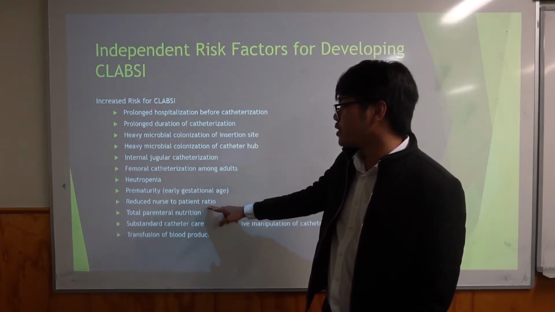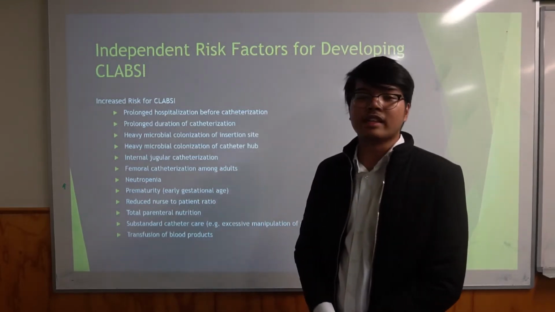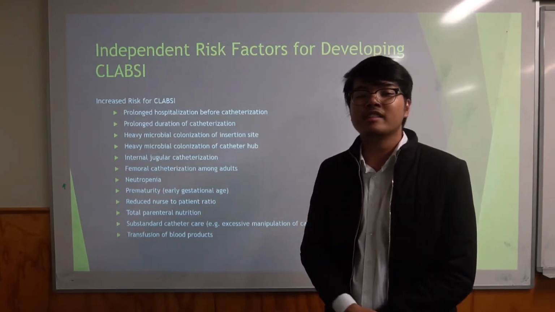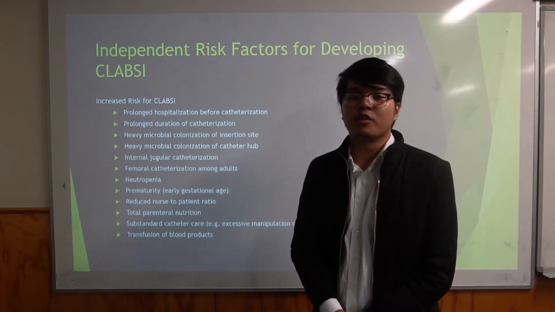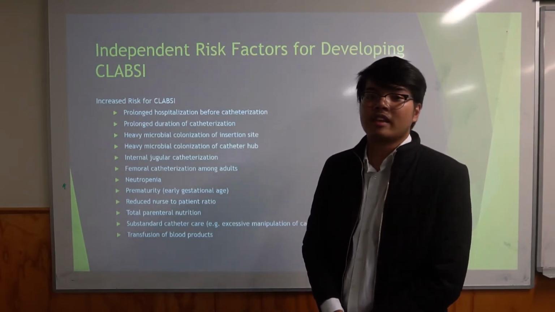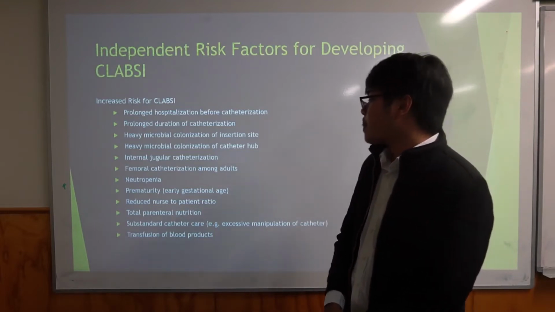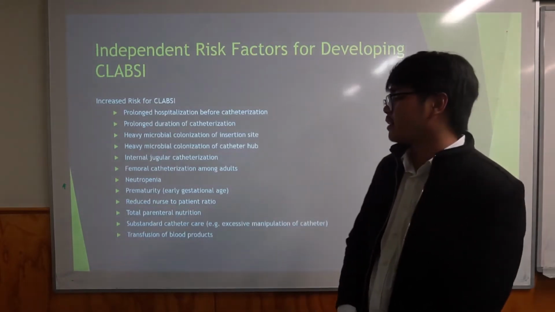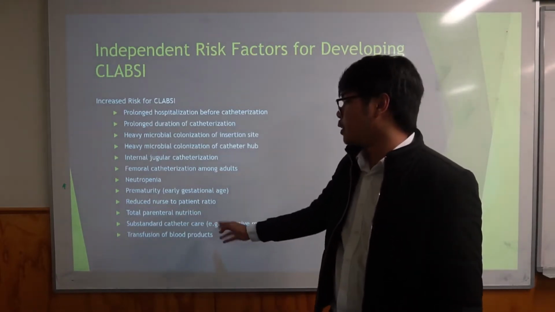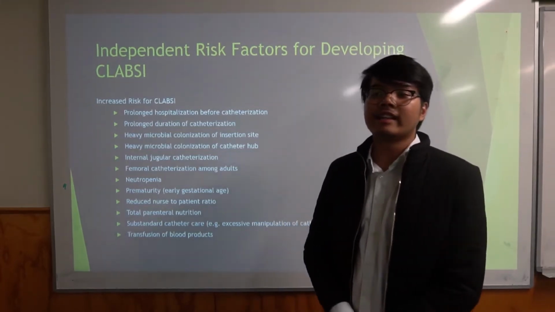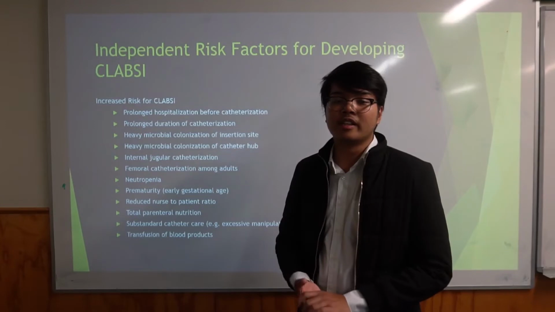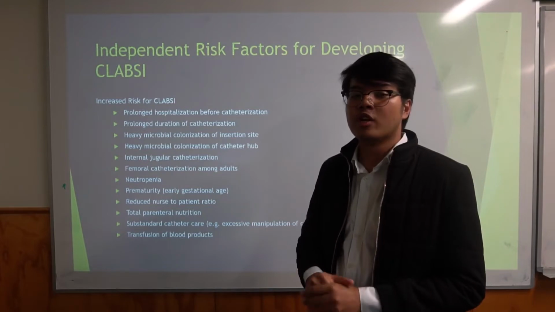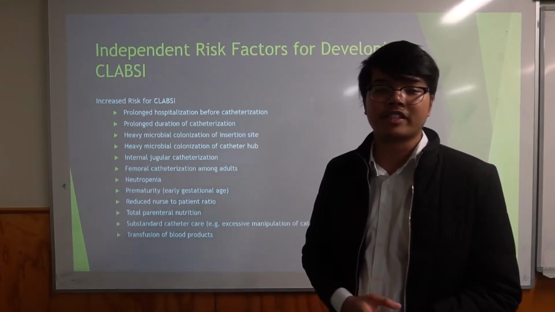Prematurity, reduced nurse-to-patient ratio. In the ICU setting, there are 2 patients for 1 nurse, and in general wards, 5 patients to 1 nurse. When this ratio is not followed, it would be harder for nurses to give optimal care to patients, thus increasing the chances for CLABSI. Total parenteral nutrition, substandard catheter care or excessive manipulation of the catheter, and lastly, transfusion of blood products. Blood products contain additives which provide nutrition to blood components. While these additives help blood components, they will also provide nutrition to the bacteria, thus increasing infection risk.